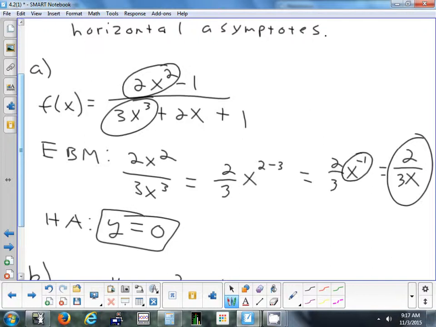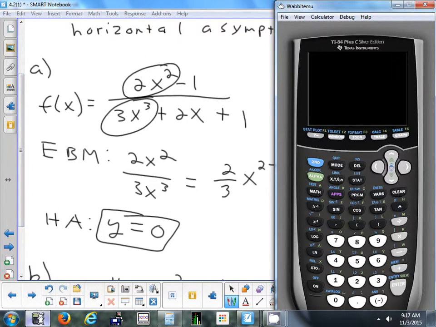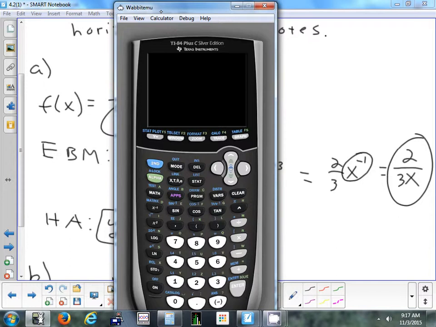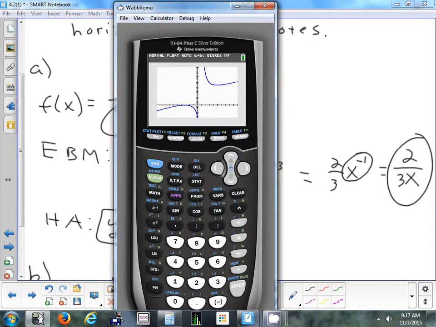You could do really big as a positive number or a really big negative number. It's the same answer. Question on the EBM or horizontal asymptote? How would it be closer to 0 though for the horizontal asymptote? Why is it getting closer to 0? Well, just take a really big number for x, like, I put 2 divided by 3 times 1 million.